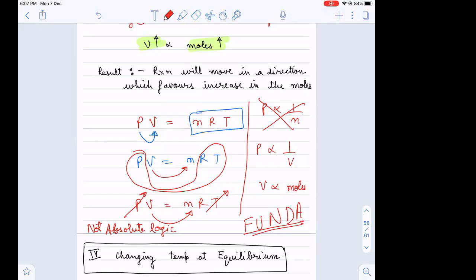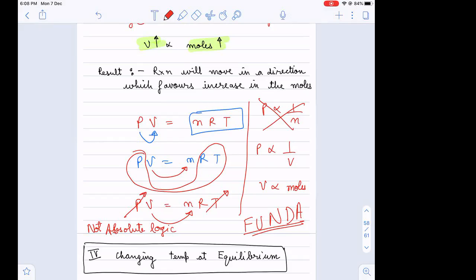That pressure is directly proportional to moles cannot be proven. It can be proven that pressure is directly proportional to moles, but the funda which I am giving you is, we will not take the relationship between pressure and moles. We will not consider the relationship between pressure and moles.